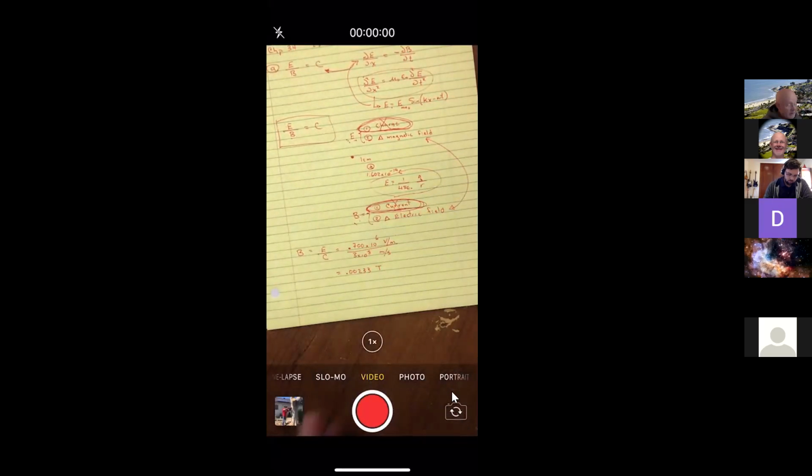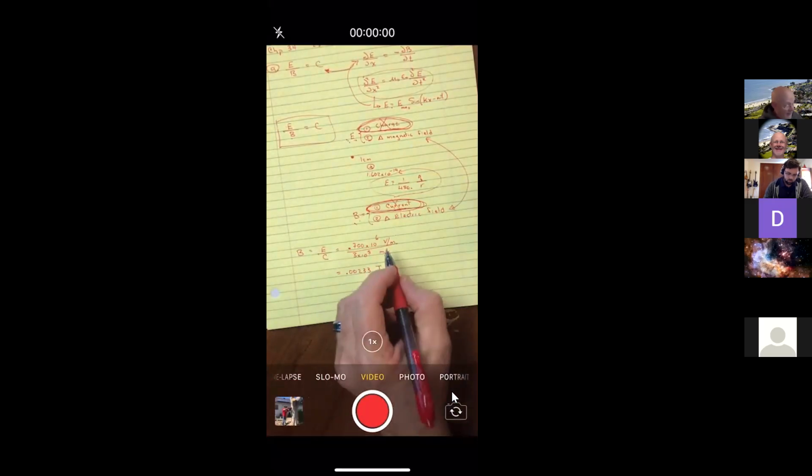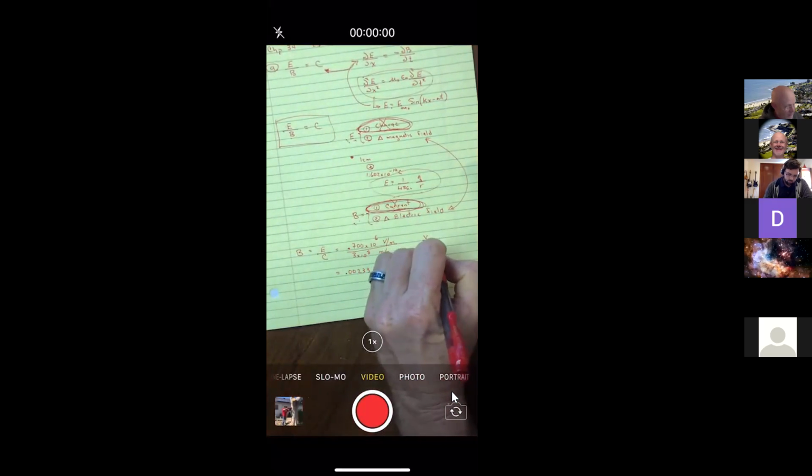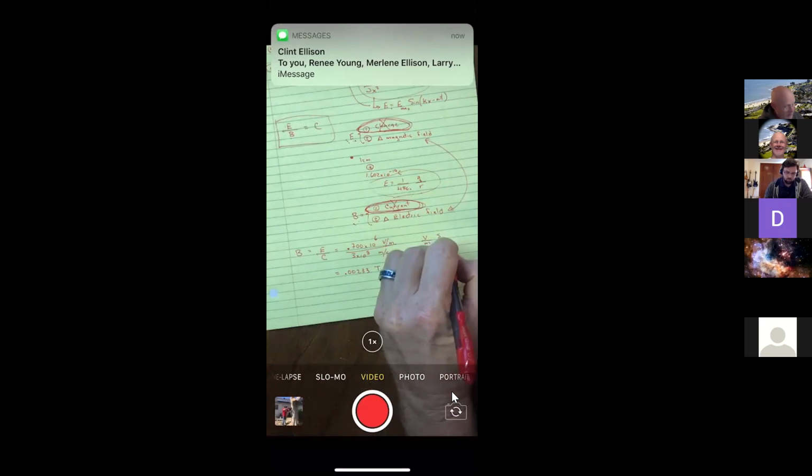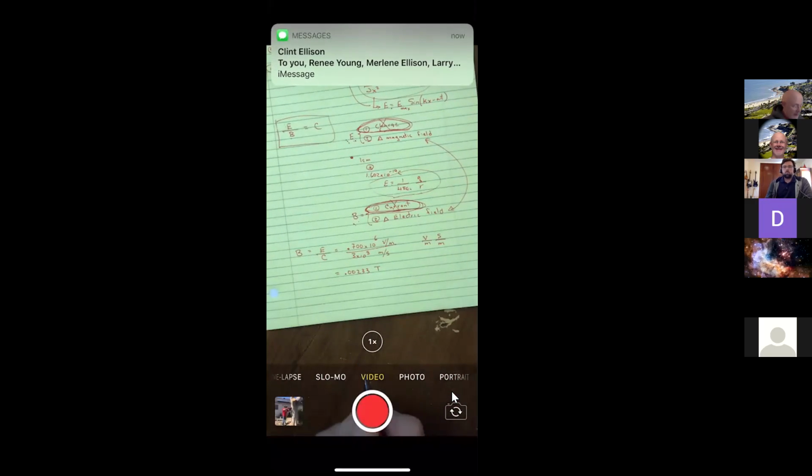Maybe I should just confirm that, because this right here would be a volt over a meter. And then when I flip this, this would be second over a meter.